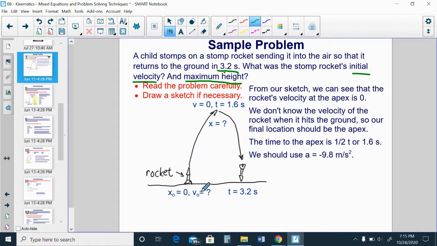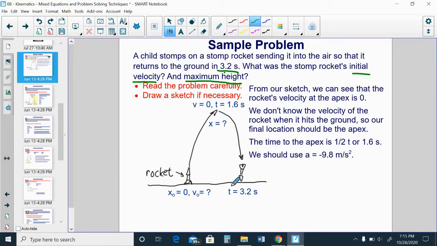So the first step: read the problem carefully, draw a sketch if necessary. In this case, a sketch is helpful just to help you visualize. We have the rocket here. It's going to be launched upwards, reach a peak, an apex, and then return back to the ground. From the sketch, you can see that the rocket's velocity at the apex is 0. That's always a known value when an object is at the top of its motion.